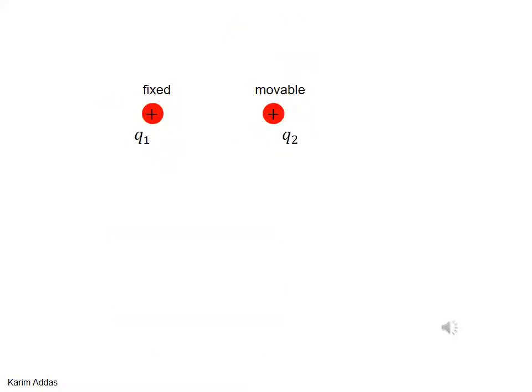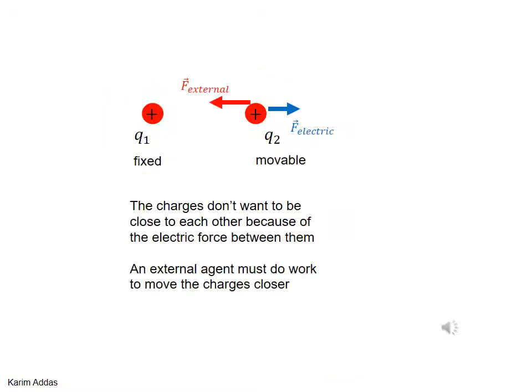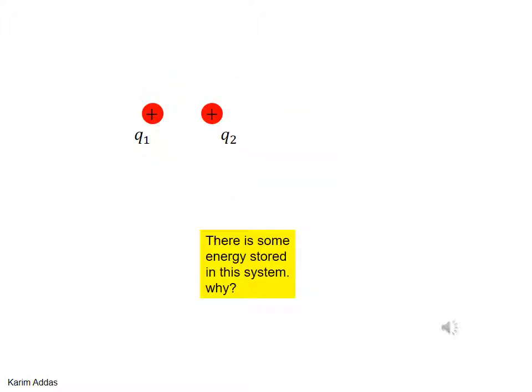Well, the same thing you can think about for charges. Let's say you have a fixed charge Q1 and a movable charge Q2. And you bring an external agent and you move charge Q2 closer and closer to Q1. They're both positive charges. They don't want to be together. So you have to really force them to go together. So when you bring Q2 within a certain distance of Q1, how come there's some energy stored in this configuration?